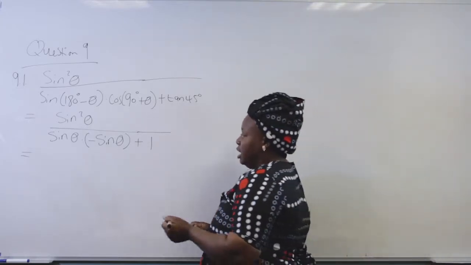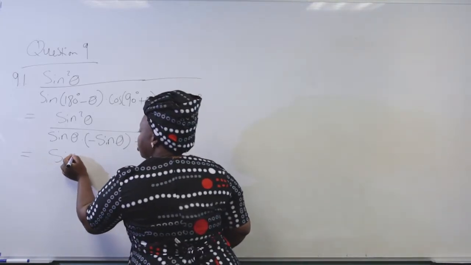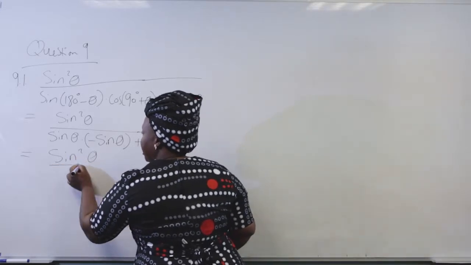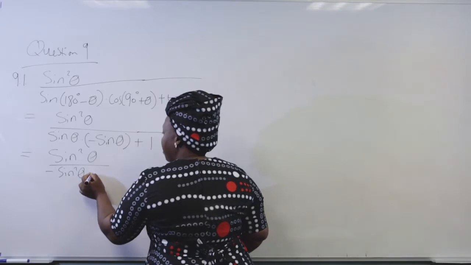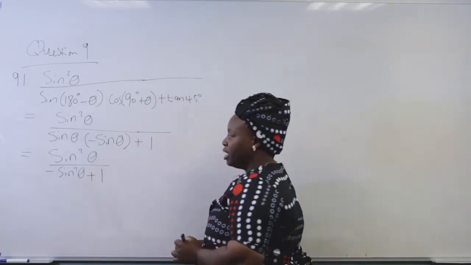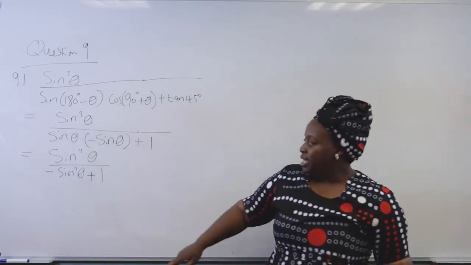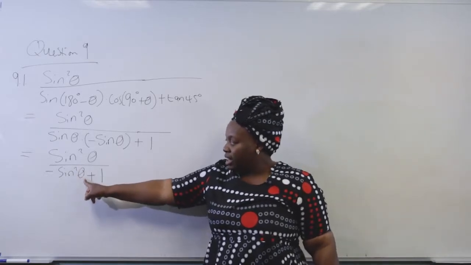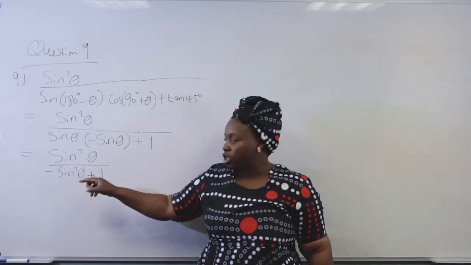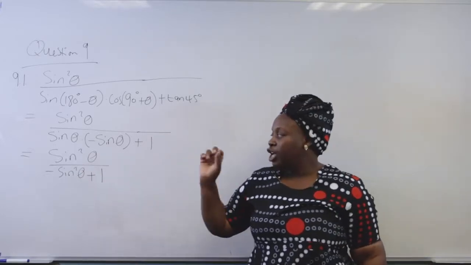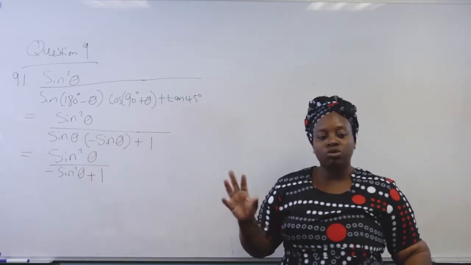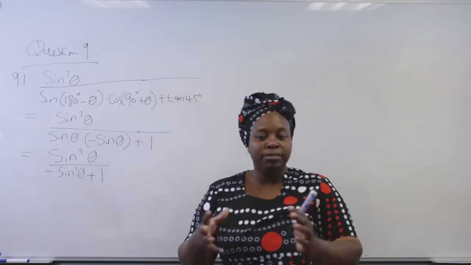Okay, now let's simplify this as sine squared of theta divided by negative sine squared of theta plus 1. Now look at this. This is sine squared theta plus 1. Folks, you cannot cancel the sine squared because this is 2 terms at the denominator, not 1. If you want to cancel or to do something, make sure that your 2 terms have become 1.